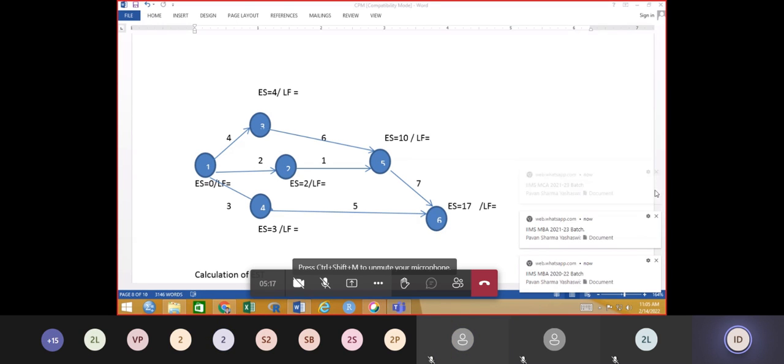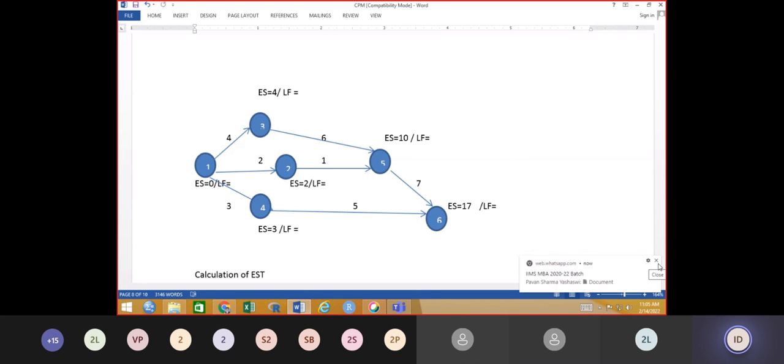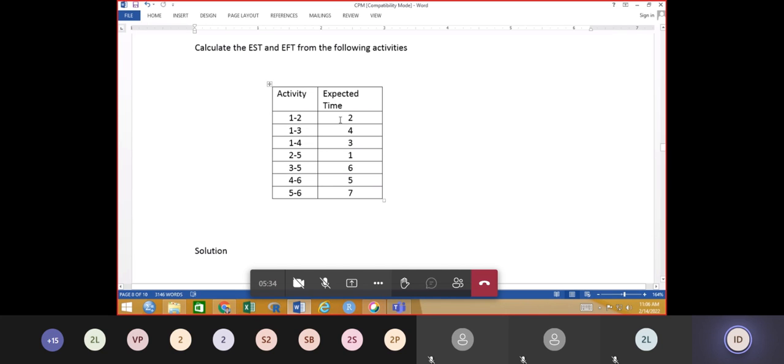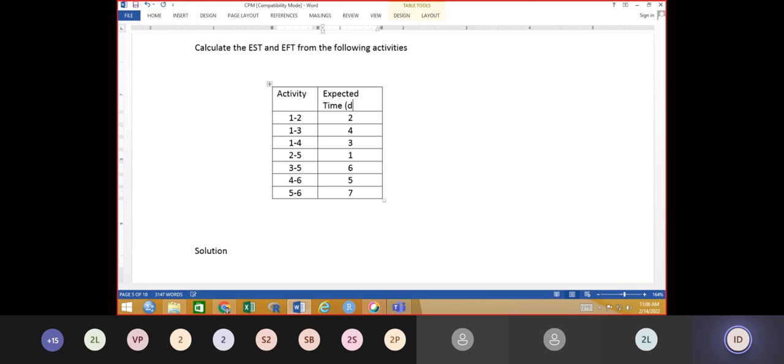This network diagram consists of a number of activities: 1 to 2, 1 to 3, 1 to 4, 3 to 5, 2 to 5, 4 to 6. In the table, activity 1 to 2 takes 2 days, for example. Activity 1 to 3 takes 4 days, 1 to 4 takes 3 days, 2 to 5 only 1 day, 3 to 5 takes 6 days, 4 to 6 takes 5 days, and 5 to 6 takes 7 days.